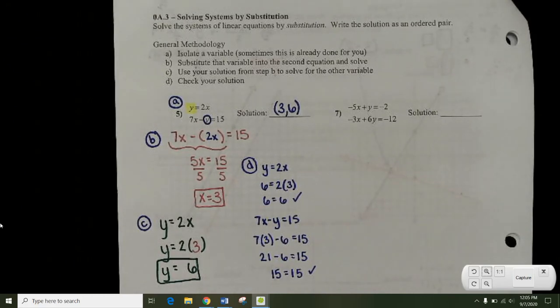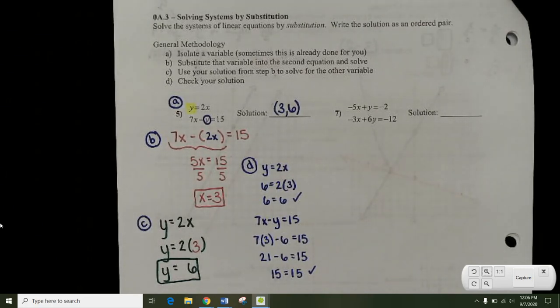All right, and number 7, the first step of isolating a variable we still need to do. So one of the most important things you can do is select the easiest variable to isolate. Now, when I'm looking to isolate a variable, I look for something that's almost already alone. So I'm looking for something with a coefficient of 1.